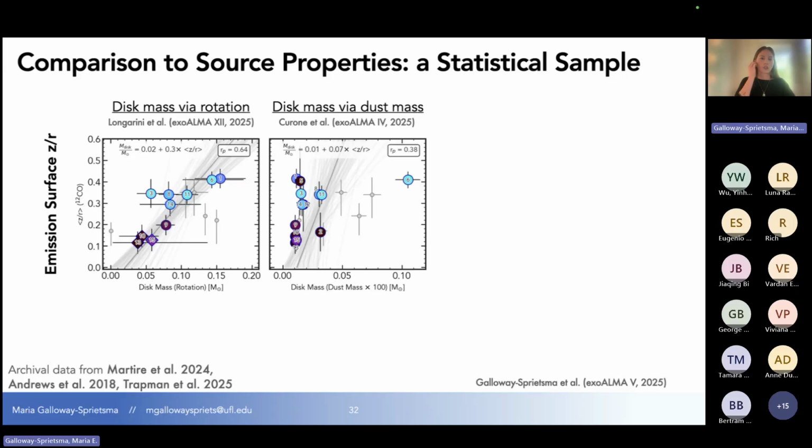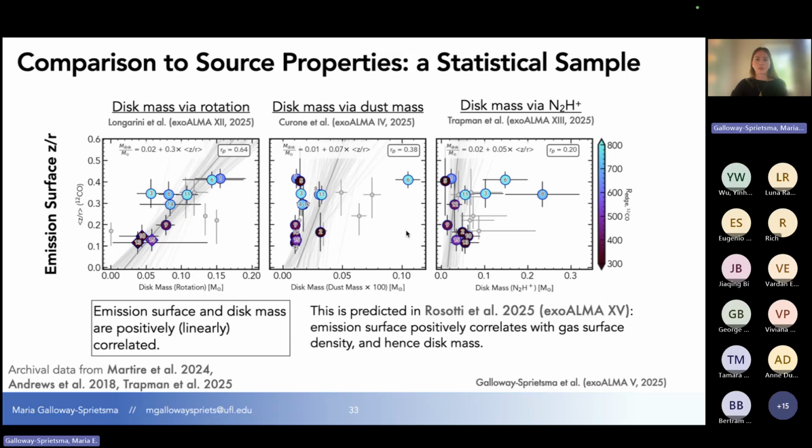We also checked this relation between the disk mass and the dust mass. So these are dust masses derived from Pietro Curoni's paper for exoALMA. And we also checked this relation with disk mass derived via N2H+ from Leon Trapman's paper. And what we see in all 3 cases is a positive correlation between Z over R and the disk mass. And in particular here, we see a pretty clear linear relation.